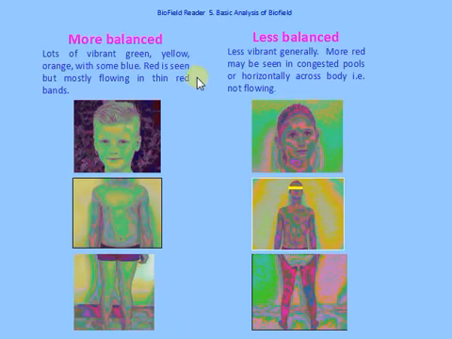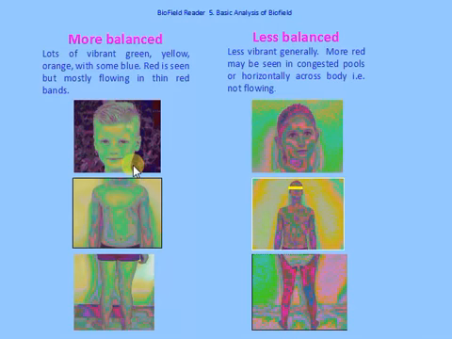I've just set out a few scans. On the left we've got more balanced fields which show lots of vibrant green, yellow and orange with some blue. There is red seen, but it's mostly flowing in thin red bands, and they'll be vertical. The less balanced fields on the right are less vibrant generally, and more red may be seen in congested pools or horizontally across the body. Think back to that man with his neck, that horizontal band across the back of his neck. The energy was not flowing.